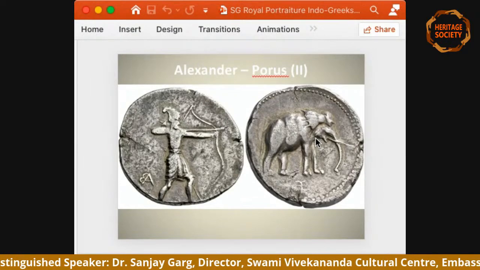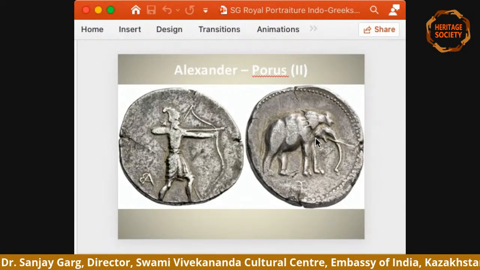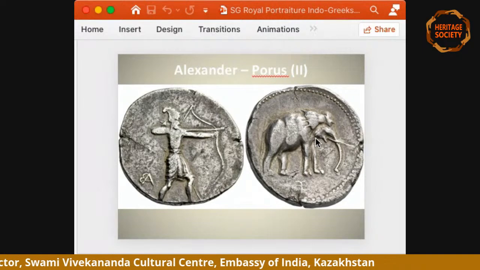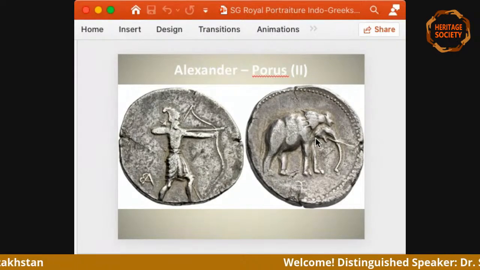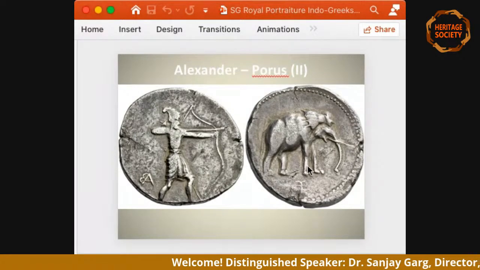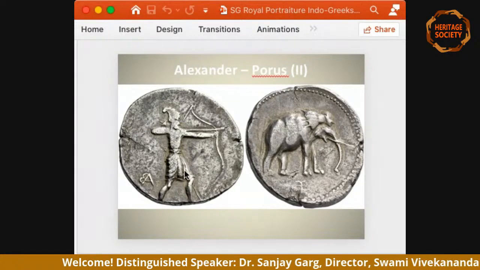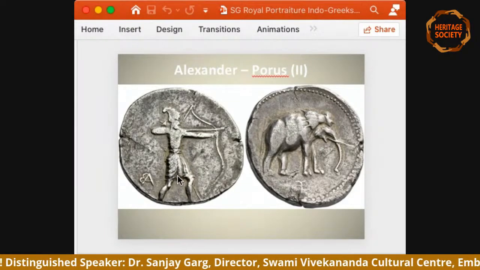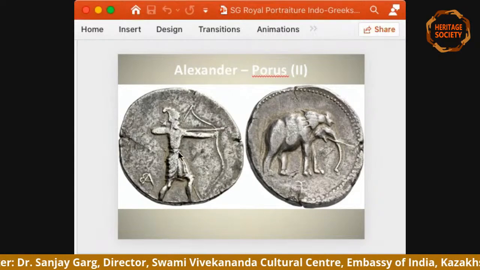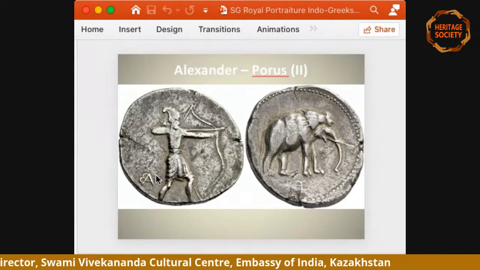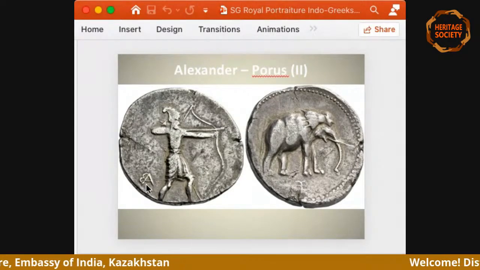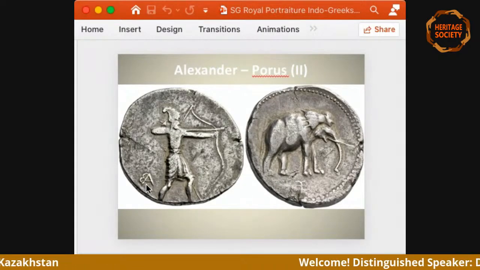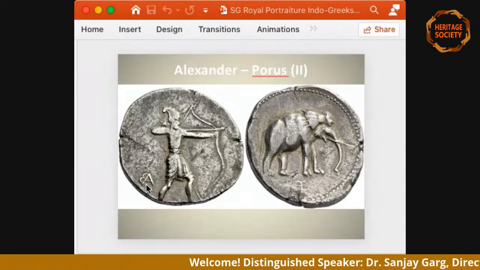There's another important coin, or people call it a medallion or a commemorative coin, which is definitely very Indian in its context. First of all, you see an archer who is wearing a dhoti, and looks very much like an Indian archer. And the monogram on the field is a ligature of A and B, which is Alexander Basilios, or the King Alexander in Greek.